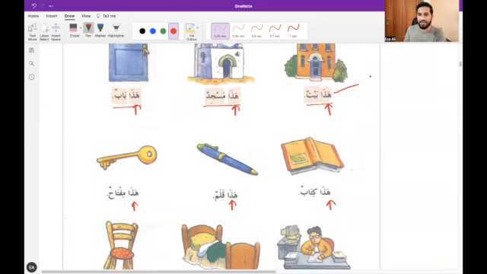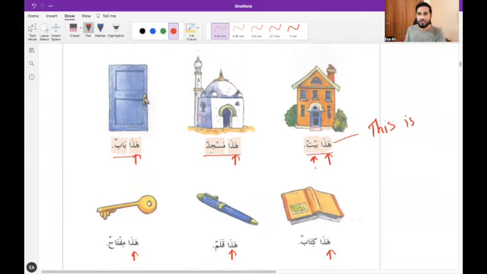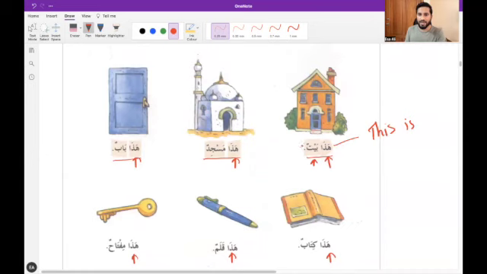This word هذا means this. And you can also add "is" there. So this is, and then you've got the word. So هذا بيت. بيت means house. مسجد, mosque. باب, door.